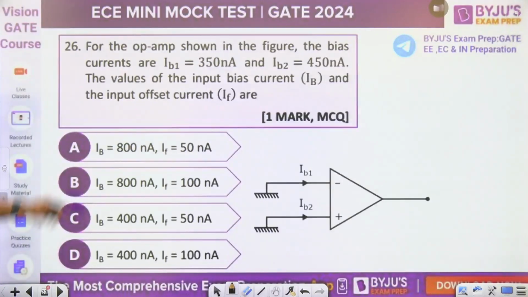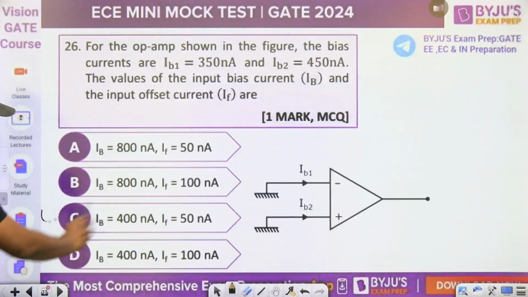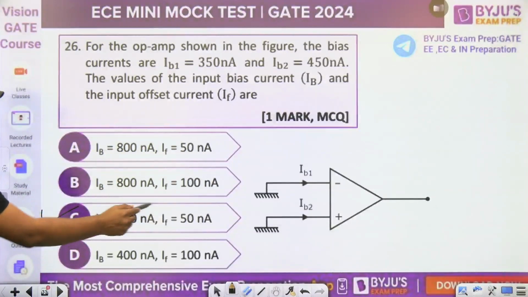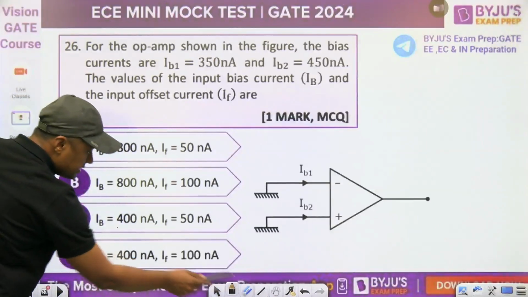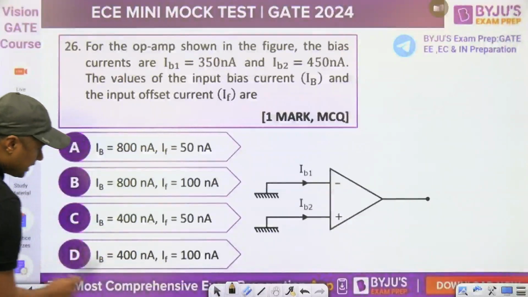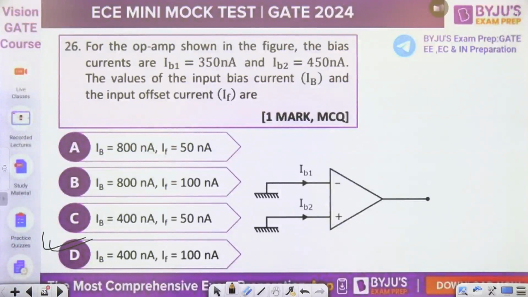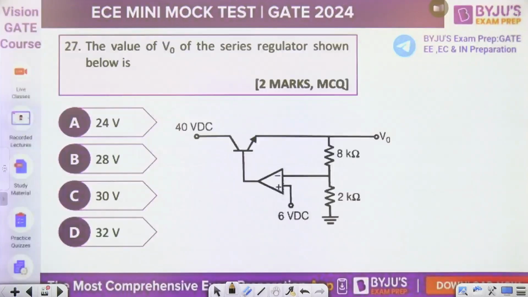So what is the difference of 350 and 450? 100. And what is the average? 400. So the bias current and offset current are... no, this is not it. D is the answer: bias current 400 nanoampere and offset current 100 nanoampere. 1 mark question. Next one.